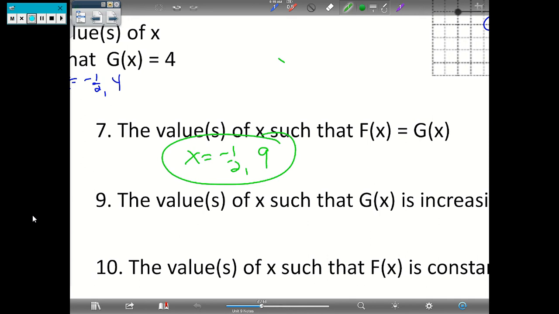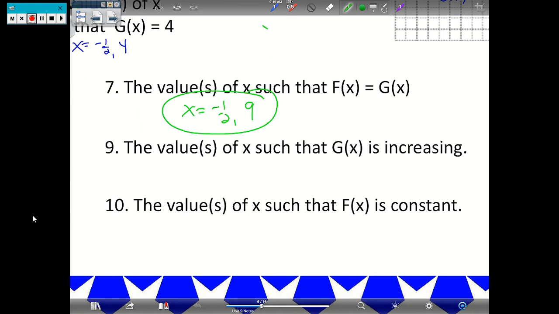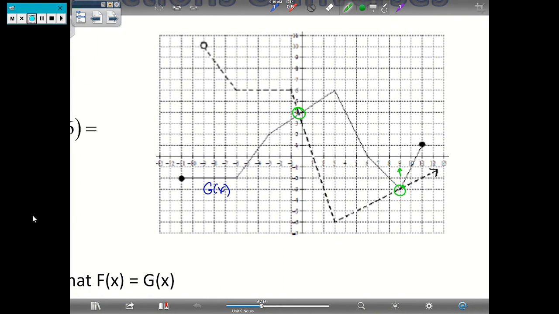Okay? Since we're here, let's just look at number 9. We'll go to number 8 in just a moment. Number 9 says the values of x such that g is increasing. Okay, so let's remind ourselves what it means to increase as we are reading the graph from left to right like we read a book. Right, from left to right, so we're moving this way. As we move this way, if the graph is rising, then it's increasing. Right, I'm pretty sure we've talked about that before.